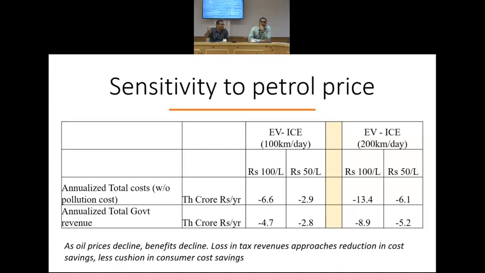Then what happens? Lower oil price means lower benefits, because petrol is cheaper, so your life cycle cost savings are lower. But the government revenues also decline, because our excise taxes are all on a percentage basis, so as fuel price falls, revenue falls. At 100 rupees a liter, at 100 kilometers a day, the government loses 4.7 thousand crores from 300,000 electric cars, whereas in the other case it loses 2.8 thousand crores. And if it's 200 kilometers a day, it shows. But the bigger hit is, look at the left column, negative 2.9 and negative 2.8. The gain in cost savings is offset by the loss to the government. So you don't have much to redistribute, actually. That's a very interesting thing.